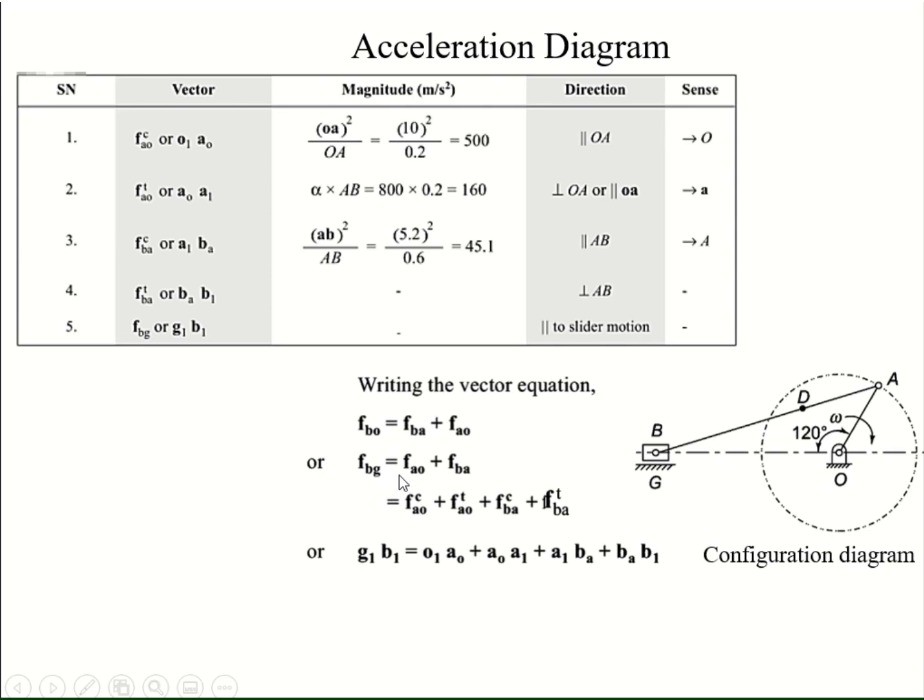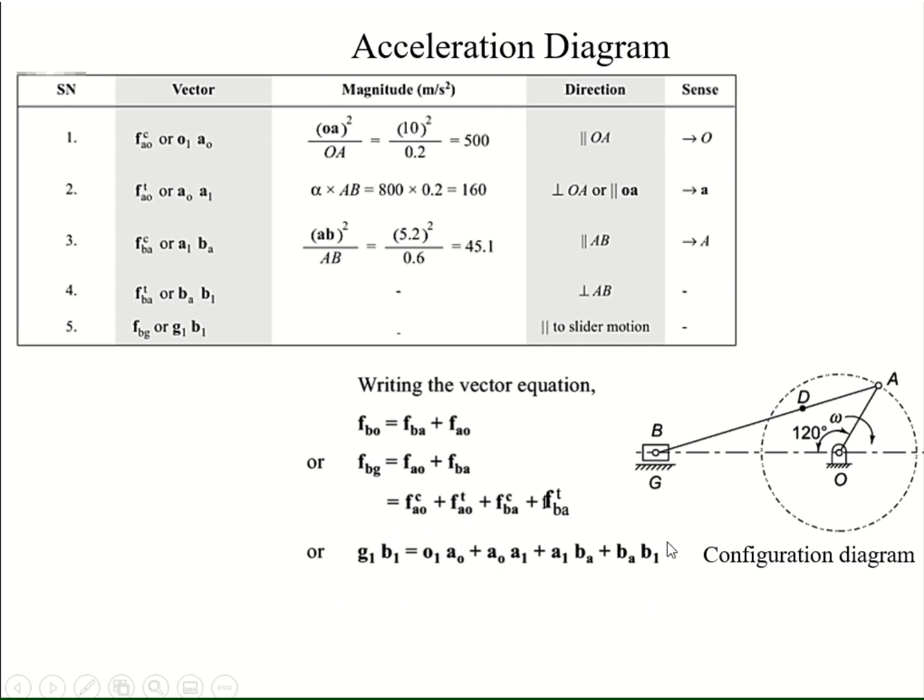So FBG is also now equal to FAO plus FBA. Now we all know that the acceleration has two components, the centripetal and the tangential. So each of these accelerations we will express into two different components. The centripetal component of AO is as written over here and the tangential is over here. Similarly, these are the two components of FBA.